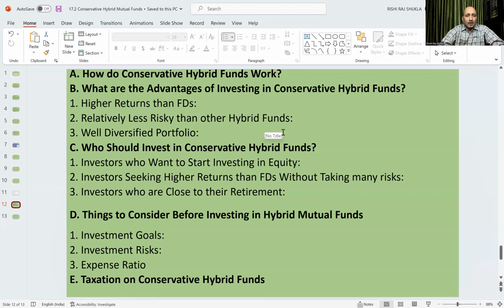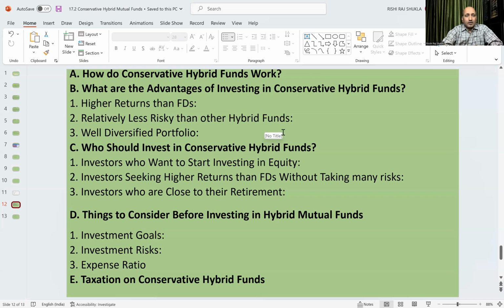Another advantage is that it is relatively less risky than other hybrid funds. In other hybrid funds, the equity component increases, and accordingly the risk will increase. This has minimum risk with some equity portion there. So it is relatively less risky than other hybrid funds. Of course, it is more risky than debt funds, but far less risky than equity funds. Even among other hybrid funds, it is relatively less risky.